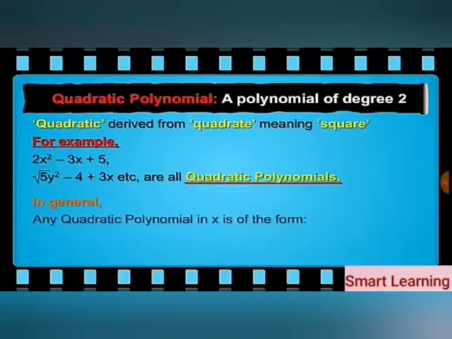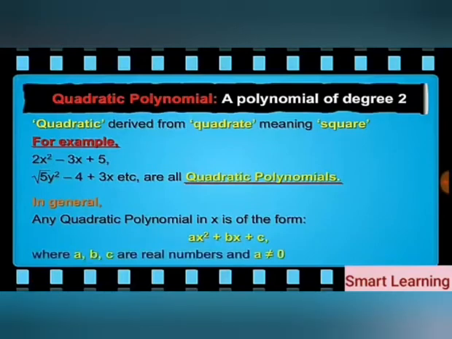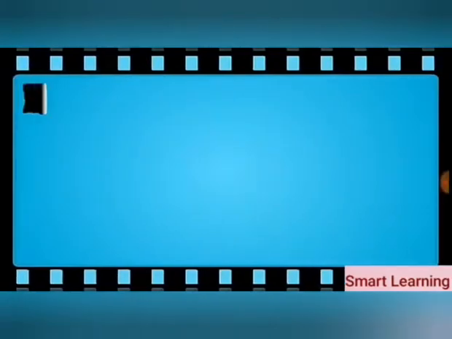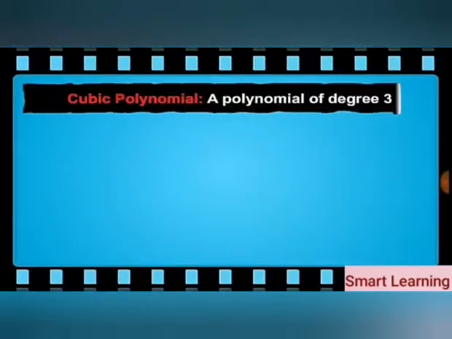Children, in general, any quadratic polynomial in x is of the form ax square plus bx plus c, where a, b, c are real numbers and a is not equal to 0. Is there any doubt? Yes. We can move on to the next one. It is the cubic polynomial. A polynomial of degree 3 is called a cubic polynomial.